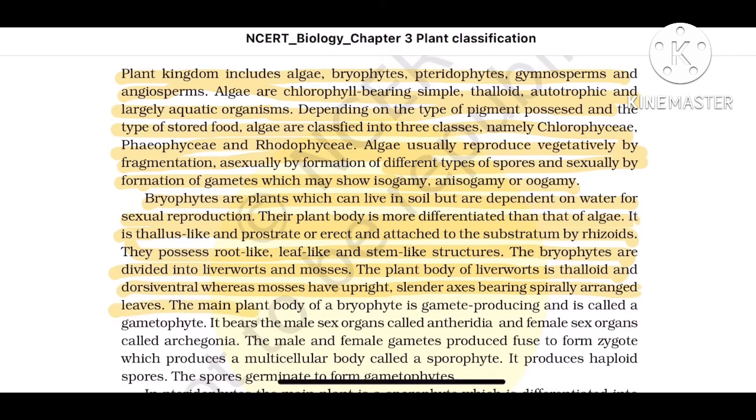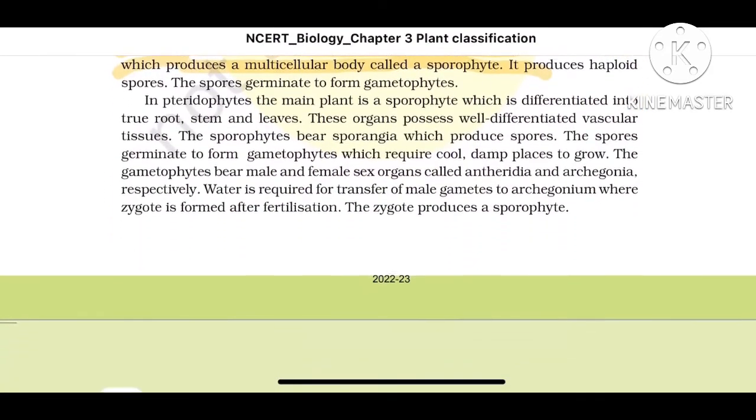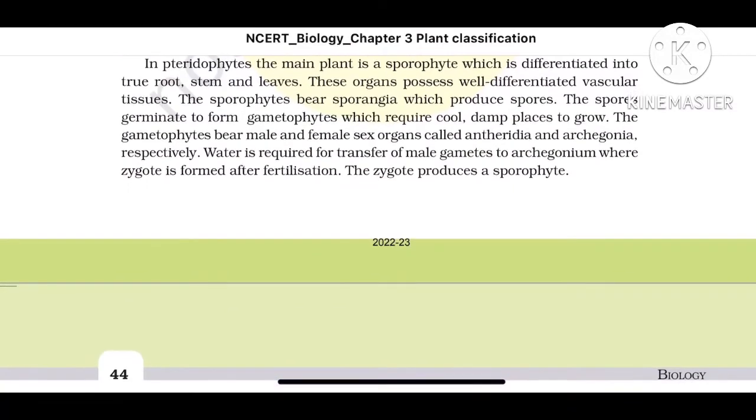The main plant body of a bryophyte is gamete-producing and is called gametophyte. It bears the male sex organs called antheridia and the female sex organs called archegonia. The male and female gametes produced fuse to form zygote, which produces a multicellular body called sporophyte. It produces haploid spores. The spores germinate to form gametophytes.